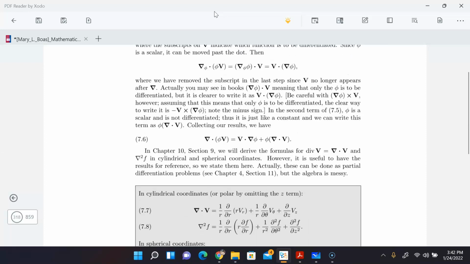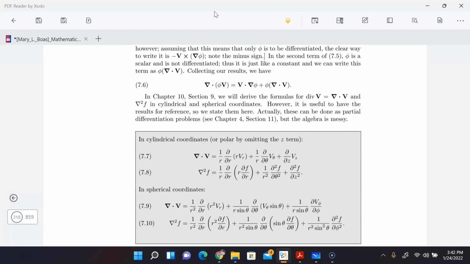Again, here is in terms of the different coordinate systems. It's going to be very difficult to remember all of this, but again, as I said, the important thing is not to memorize but to know how to use it.